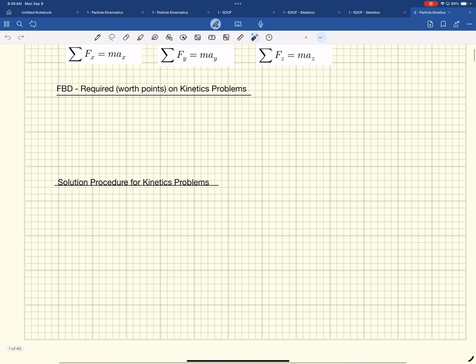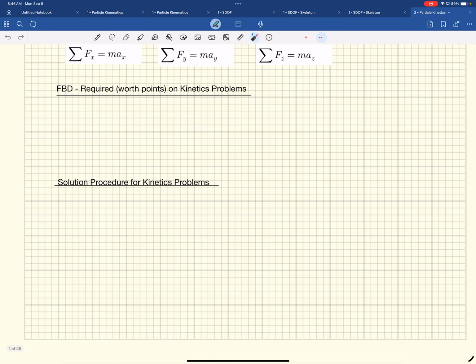And we're going to have a nice, beautiful solution procedure, step by step: figure out the mass properties, draw a free body diagram, then sum your forces in the X, sum your forces in the Y, sum your forces in the Z, and then do your kinematics, because there's still going to be kinematics involved, and then we're going to solve.